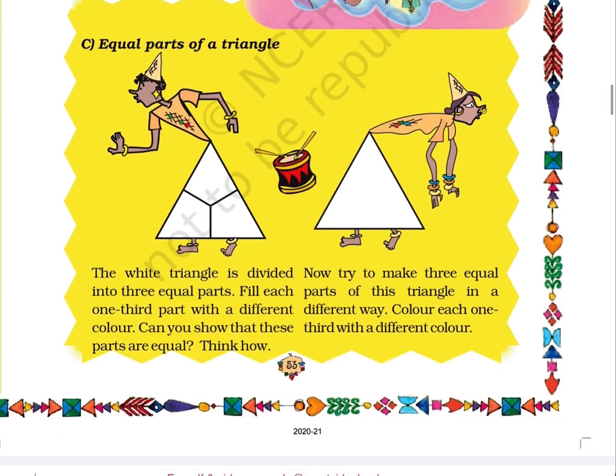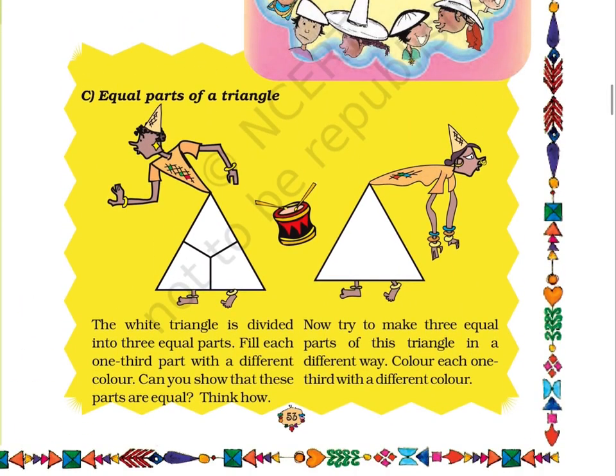Can you show that these parts are equal? Think how." And below the second triangle we have this text. Now try to make 3 equal parts of this triangle in a different way. Color each 1/3 with a different color.